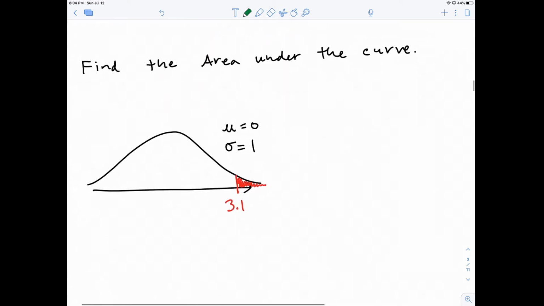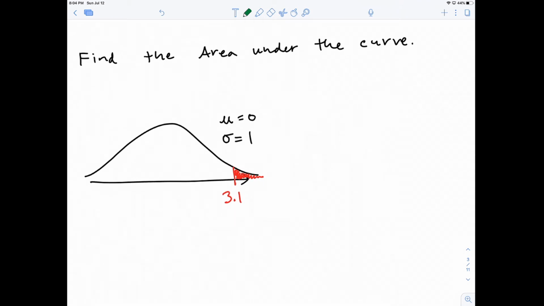So now that's going to lead us to a problem where I see a lot of students make a mistake. So here the problem asks us to find the area under the curve. So we're trying to find the area under the shaded region, and we know we're going to use normal CDF, and we're also given that this is a standard normal, right? The mean is 0, standard deviation is 1. So let's pull out our calculator.